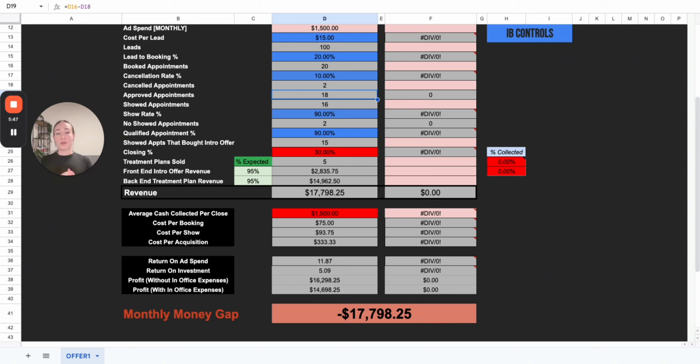So that's the full breakdown of the MedSpa Money Lead Calculator, the easiest way to see exactly how much you should be spending on ads, how much you can expect to make, and where your biggest bottlenecks are.